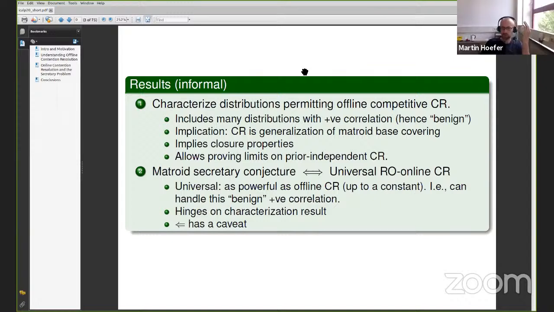I see. What's your guess for the Matroid secretary conjecture? So I'm 50-50.